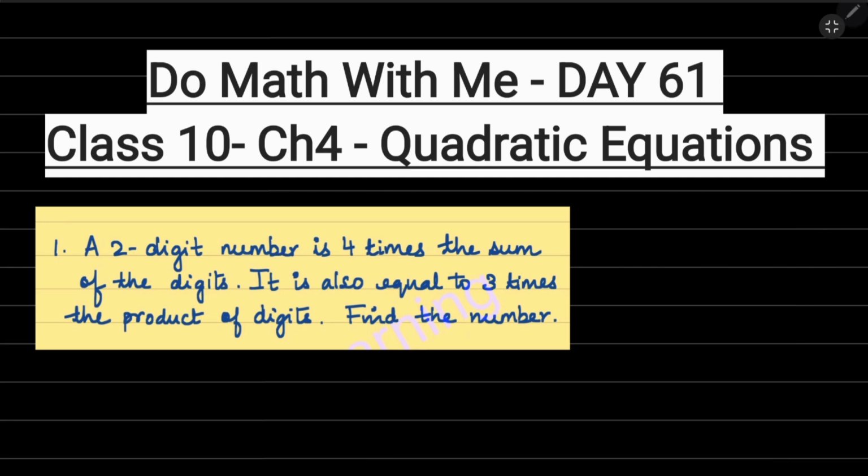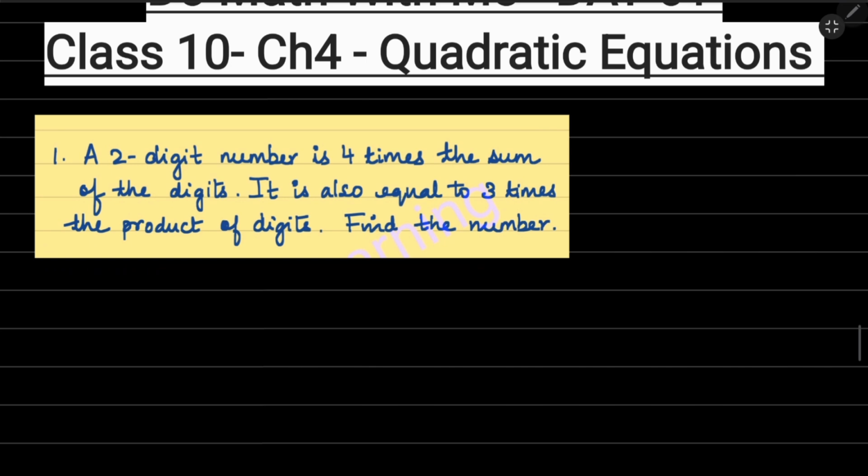So the first question for the day is based on a two-digit number. A two-digit number is 4 times the sum of its digits. It is also equal to 3 times the product of the digits. Find the number. Whenever you have a question related to a two-digit number, there are certain things which you should write, which you should know. These are of a specific pattern.